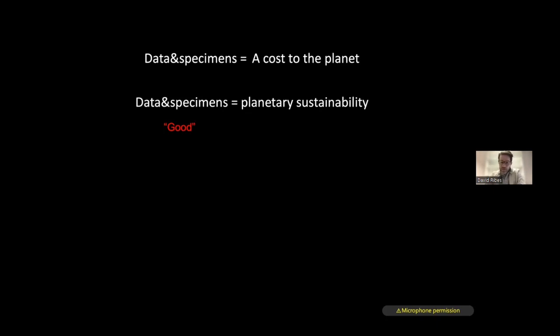This one is valuing data and specimens as good. It is a kind of techno-solutionist approach. It is saying we need to keep all of it so we can do the scientific research. And it looks like the opposite over here. This is casting it the other way. Data and specimens are a danger to the planet, a techno-dystopian vision. Every time we preserve some form of data, it actually is a cost to the planet.